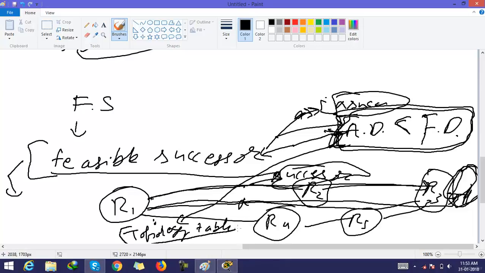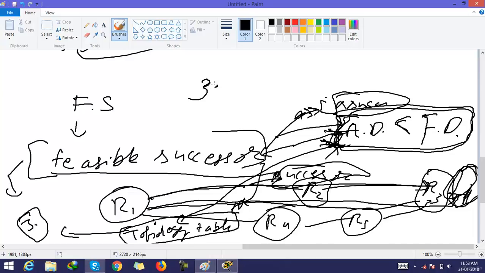Actually, EIGRP uses three tables. What these tables are and what their use is, we will discuss later in this video. For now, you can learn it like this: the feasible successor is saved in the topology table. EIGRP will keep up to 32 feasible successors in the topology table.